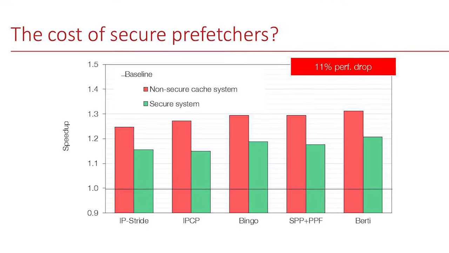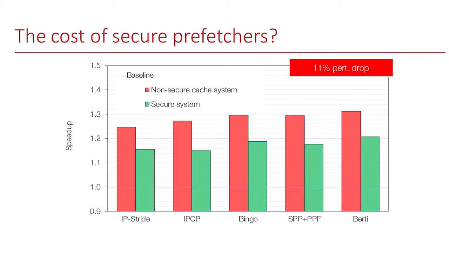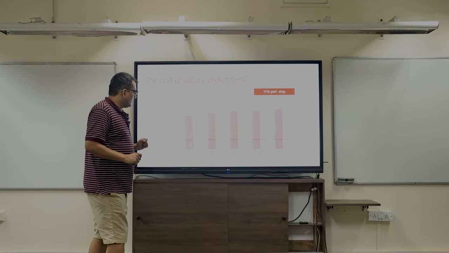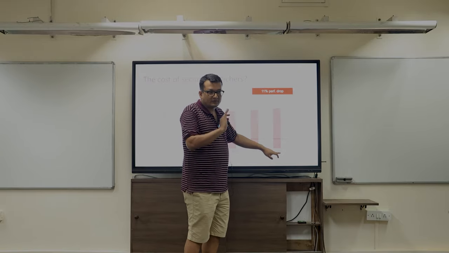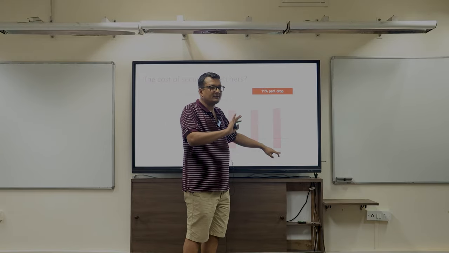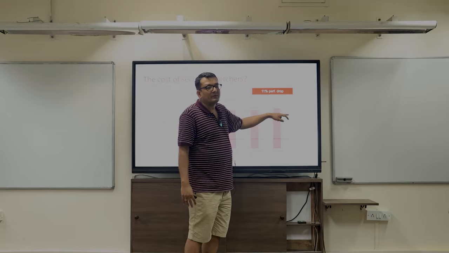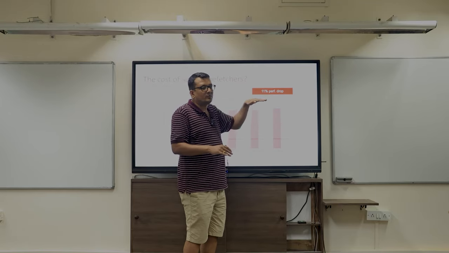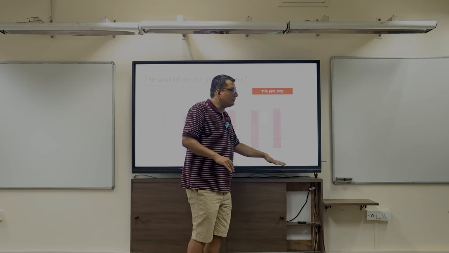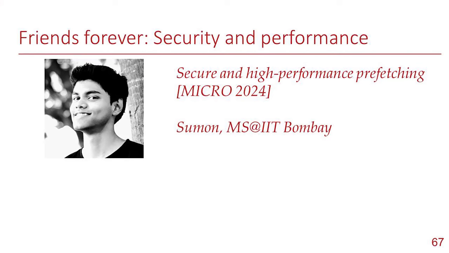So if I want to design a secure prefetcher which won't leak sensitive data, then where is Bertie? This guy is Bertie, right? The best prefetcher so far, all good: accuracy, energy efficiency. Then the 11% performance drop. All the 5 years of work trying to push 2%, 3%, 5%, and 11% goes down just to provide security, right?